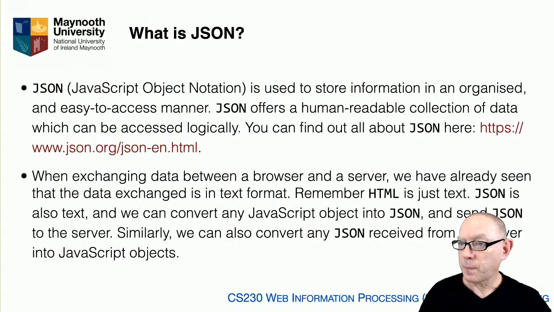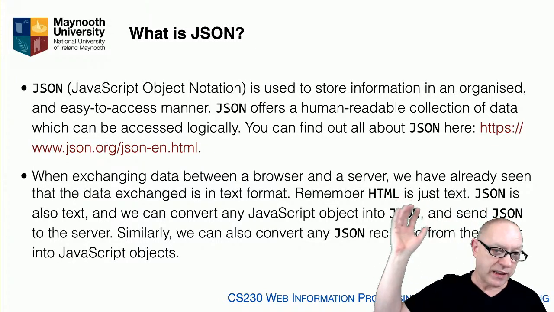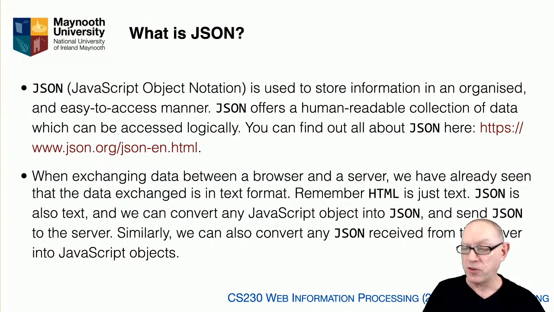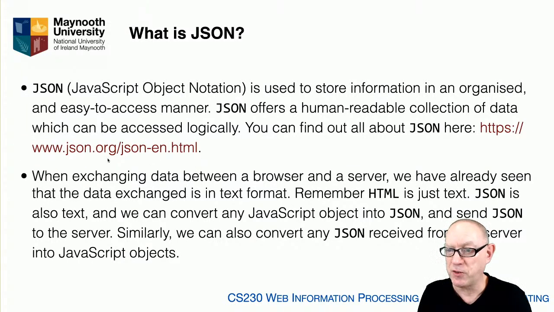Okay, so let's talk about JSON then. JSON is called JavaScript Object Notation, and it's a way to store information in an organized and easy to access manner. It offers human readable collections of data that can be accessed logically, and you can find out all about JSON at json.org. It's always a good idea to see what's happening. This is a great place to go.